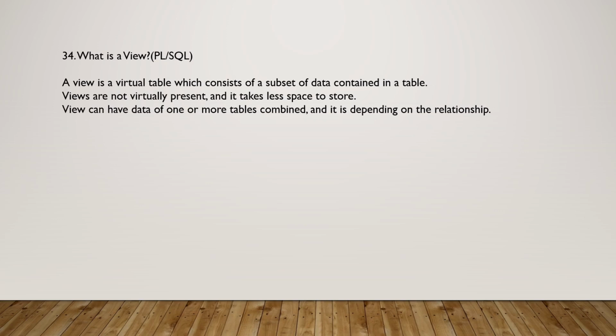What is a view? A view is a virtual table which consists of a subset of data contained in a table. Views are not virtually present and take less space to store. A view can have data of one or more tables combined, depending on the relationship.